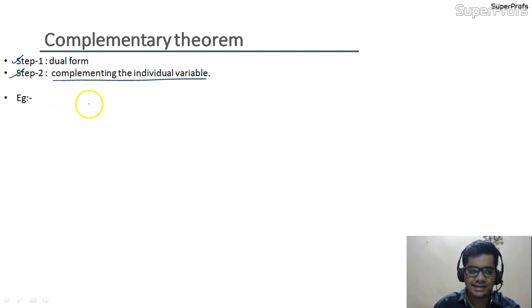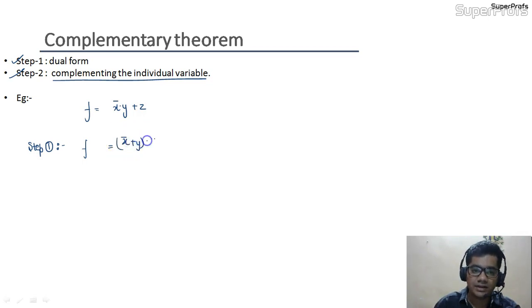So just take one example. If the function is x bar dot y plus z, and we want its complement, the first step is to find its dual form. So what would be its dual form, students? It would be x bar, there would be no change in variable, plus y, there would be change in operator, dot z. This is its dual form.